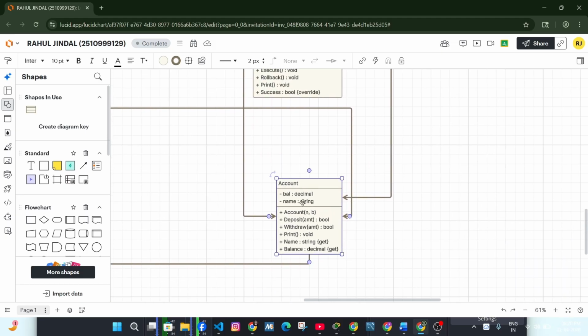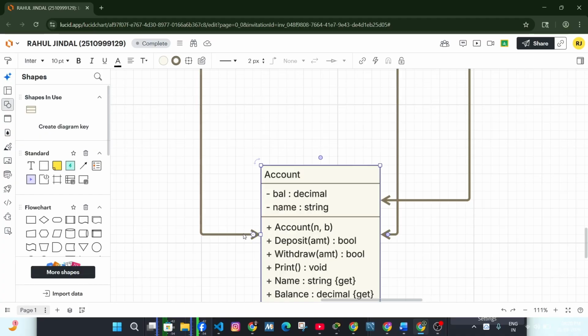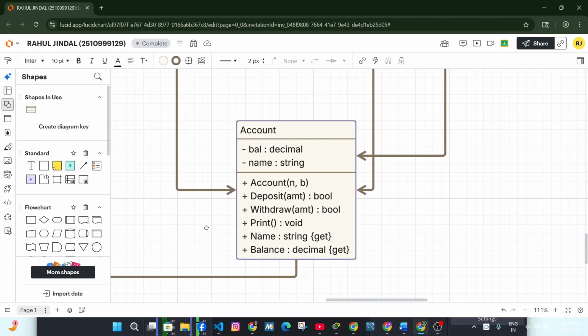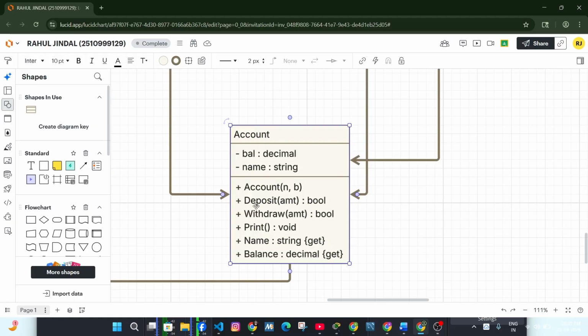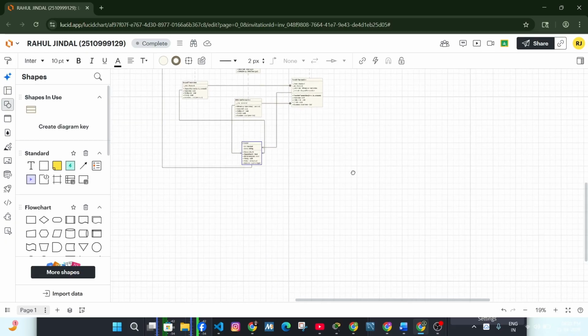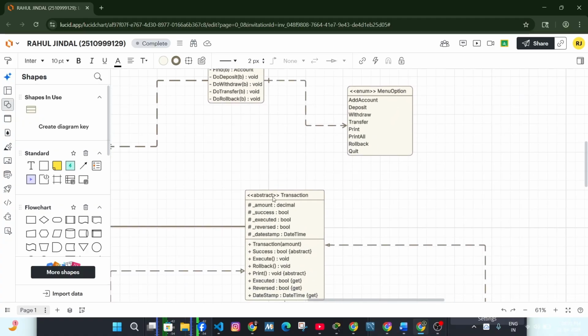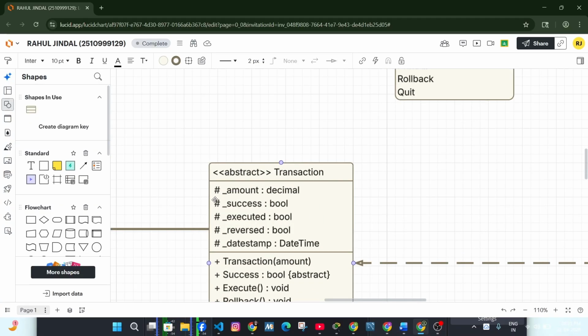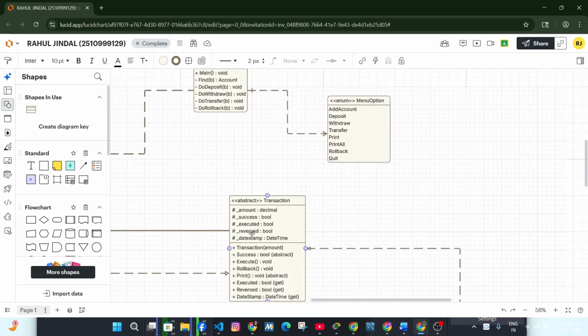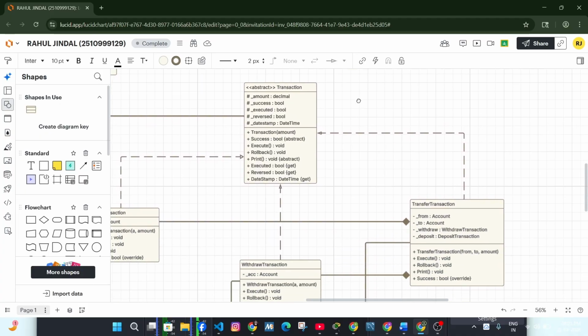And then we have these symbols like the plus, minus, and the hashtag, which are representing the access levels. Firstly, this plus symbol means public, which means it can be accessed from anywhere. Then we have this minus symbol, which means private, which means we can only access it inside the class. Then we have this hashtag symbol, which means protected, so it can be accessed in the class and its child classes. So these plus, minus, and hashtag symbols help us in understanding the security of the data.